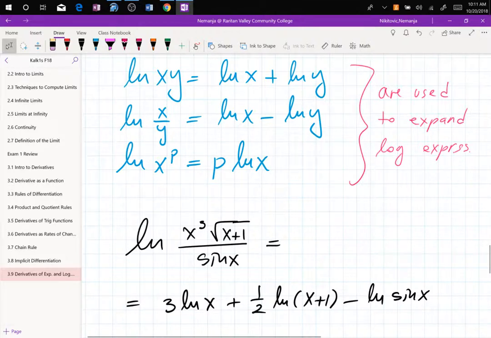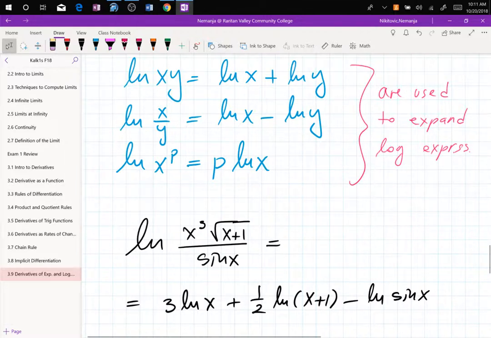The power of this method lies in your ability to mentally decompose these. If you are able to mentally decompose these things, the rest is a joke. Because derivative of ln, you write the function as is on the bottom and its derivative on top. So this would just be 3, 1 over x, 1/2, 1 over x plus 1, and minus sine, cosine, negative cosine, plus cotangent.